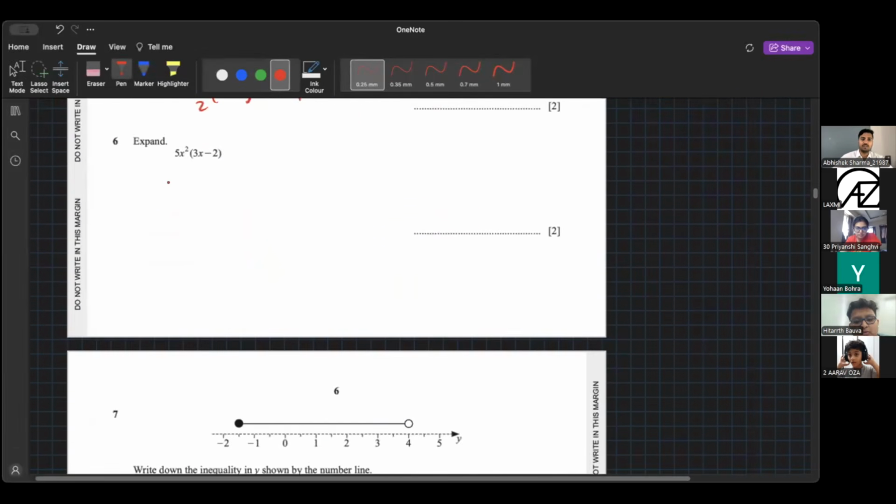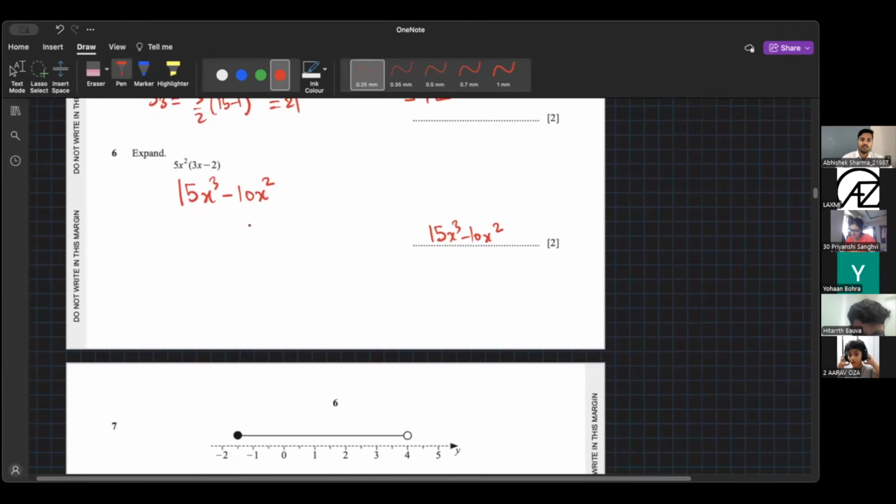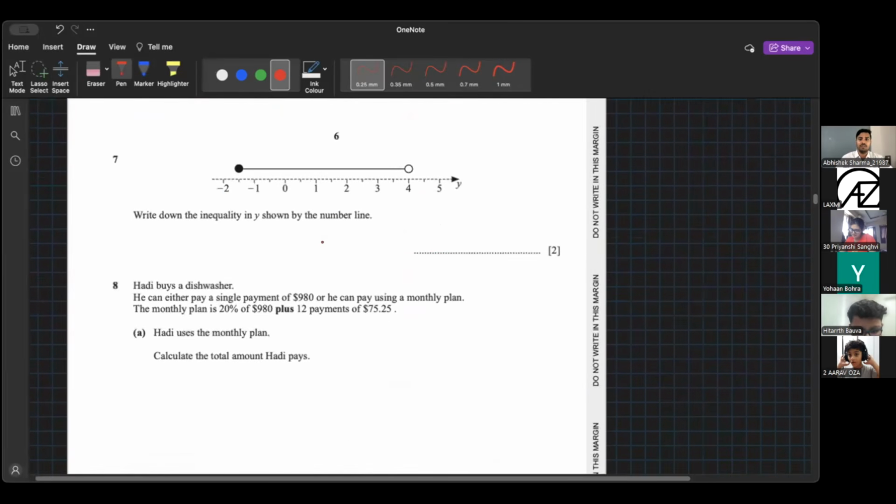Moving on to question number 6 now. It says simply expand 5x. So this will be 15x cube minus 10x square. That's the answer. 15x cube minus 10x square. And here we have already written the answer. So that's done. Moving on to question number 7 now. It says write down the inequality in y shown by the number line. So the number line y is lesser than 4 and it is greater than and equals to negative 1.5. Clear?